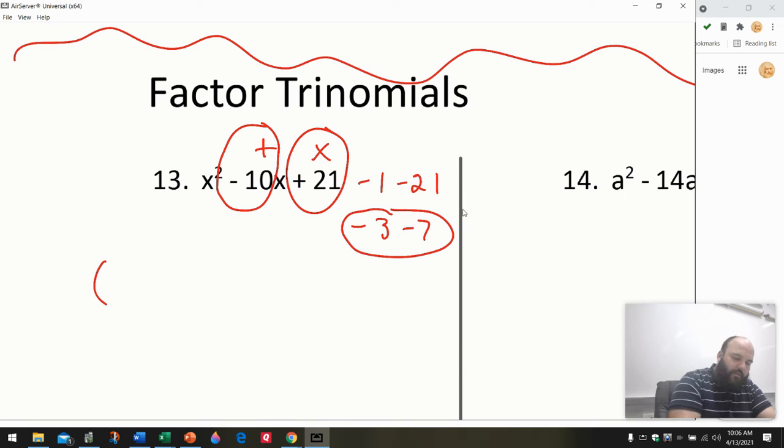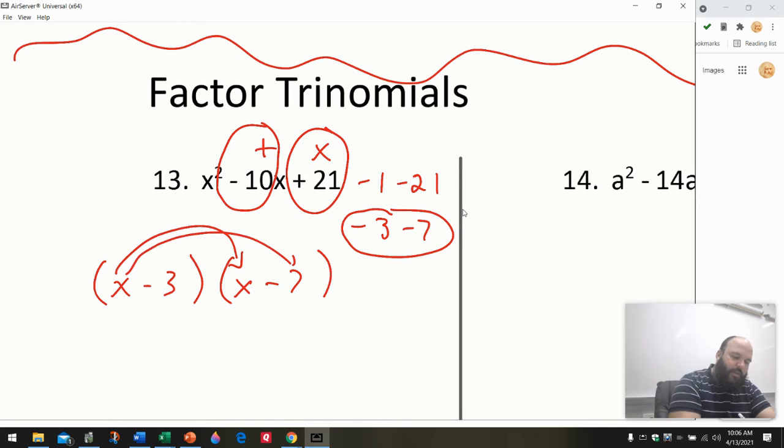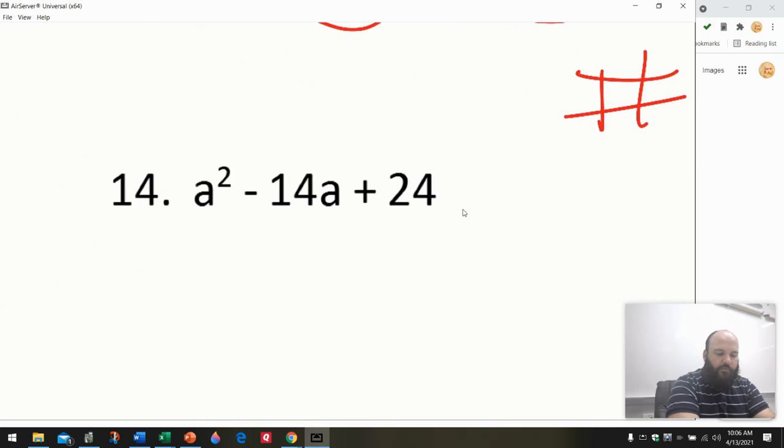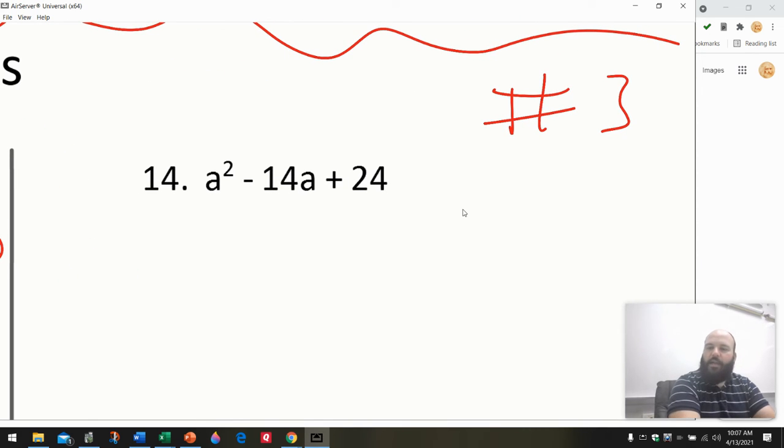Now we can go ahead and write our factors. We know that x is our variable, so we put that first, and then we write both of our numbers, negative 3 and negative 7. And there it is, that's your final answer. If I wanted to, I could FOIL these together and see that I would get the original expression. I'm not going to FOIL that out. I showed that in the first video, which you can go back and watch if you're a little confused. So here again, we have a problem where the middle term is a negative and the last term is a positive.